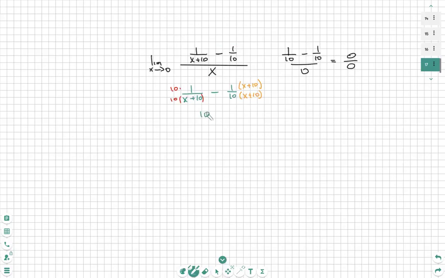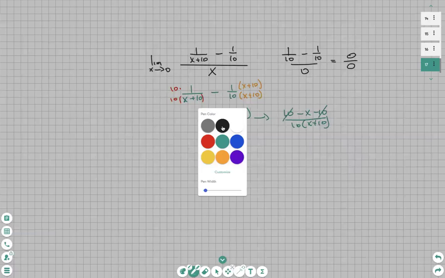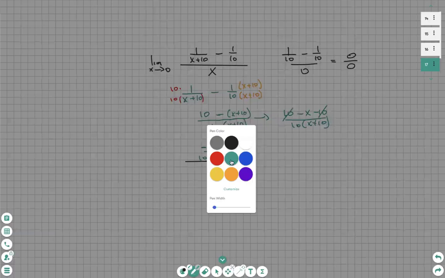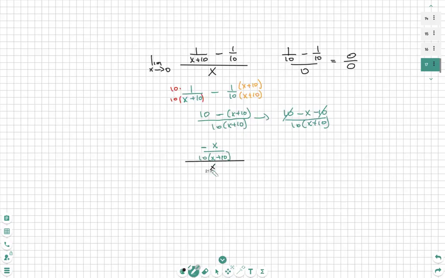Then we will rewrite 10 minus x plus 10 in parentheses all over 10 times x plus 10. We continue to solve by distributing the negative sign. We see those 10s will cancel, and we are left with a numerator of negative x over 10 times x plus 10. And let us not forget that is just the numerator. And that is still all over our original denominator of just x.